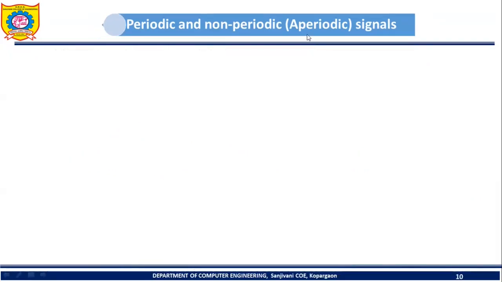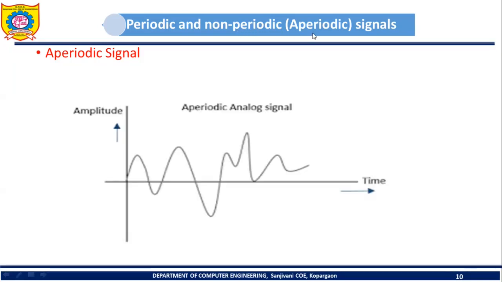Now let's see what is meant by aperiodic signal. If you understood periodic signal, you can easily understand what is meant by non-periodic signal. We can say that some signal is non-periodic if that signal is not repeating itself after regular interval of time, then it can be considered as non-periodic or aperiodic signal. So consider this particular signal. Whether this signal is repeating itself, no, it is not repeating itself. So that's why it can be considered as aperiodic signal.